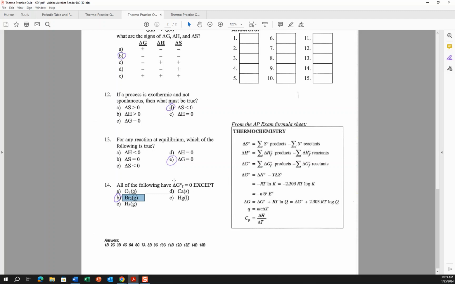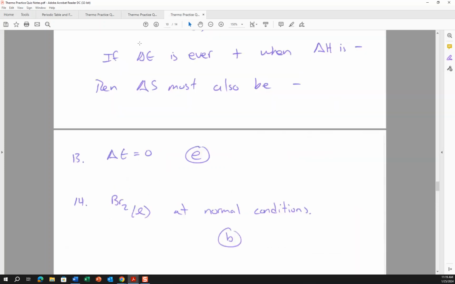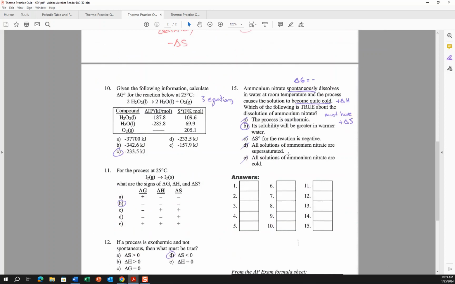All right, number 15, the last one. Ammonium nitrate spontaneously, so delta G is negative, dissolves in water at room temperature, and the process causes the solution to become quite cold. So if the solution's becoming cold, that means it's absorbing energy from the surroundings. So positive delta H.